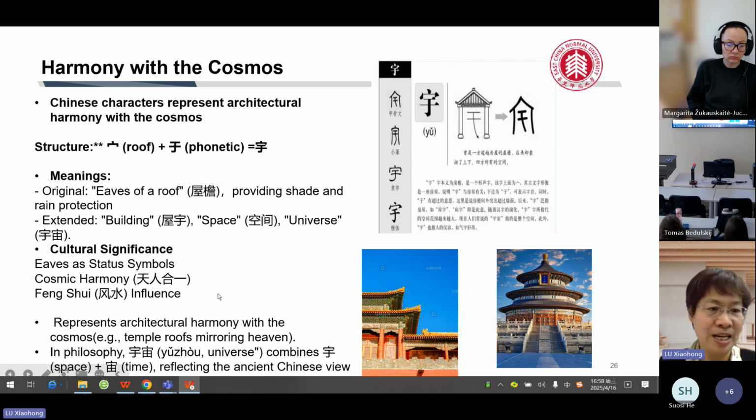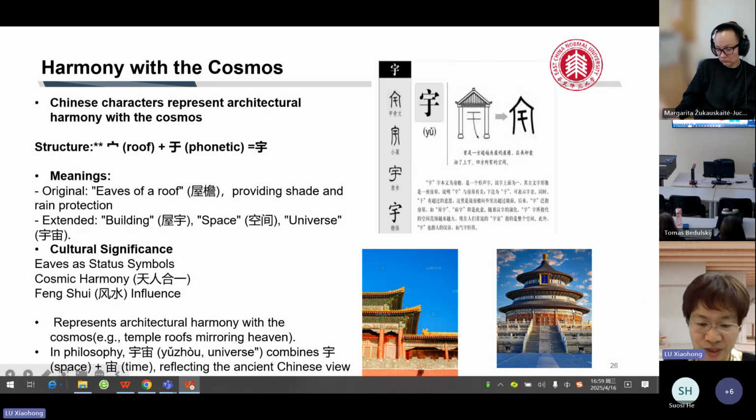And then it also has the meaning of cosmic harmony, because it mirrors the Confucian or Taoist idea that human structures should align with cosmic order. So it has this kind of 天人合一, the idea of aligning with the cosmic order. And so the temple or palace design often mirrors celestial patterns.